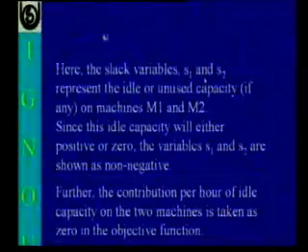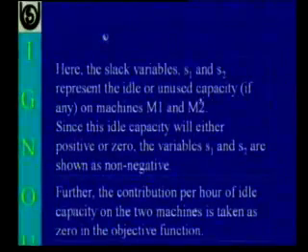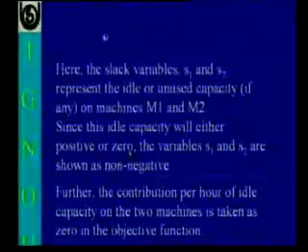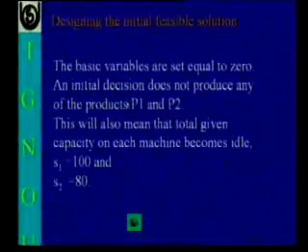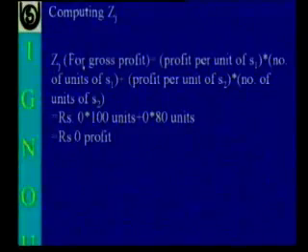The slack variables S1 and S2 represent the idle or unused capacity on machines M1 and M2. Since this idle capacity will either be positive or 0, the variables S1 and S2 are shown as non-negative. The basic variables are set equal to 0, so S1 is equal to 100 and S2 is equal to 80.